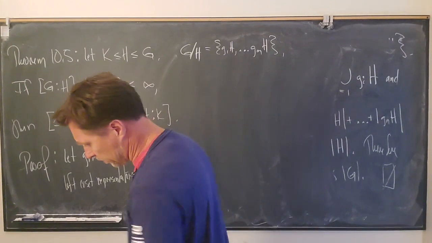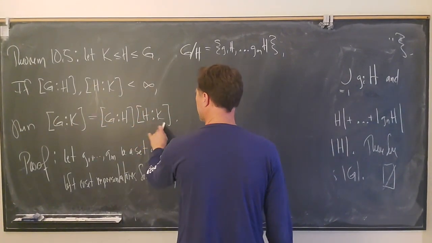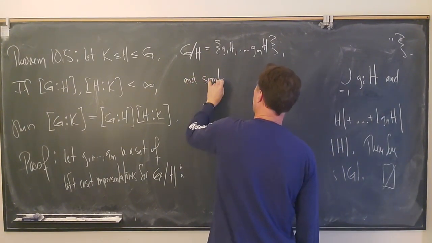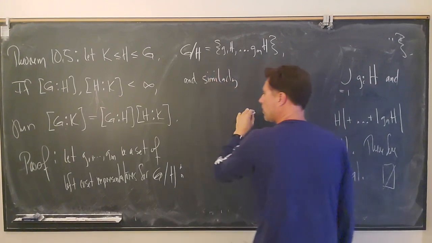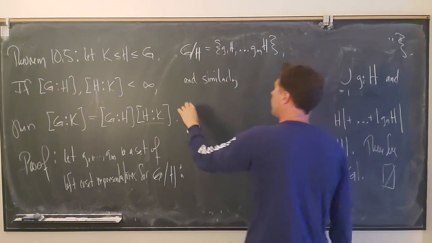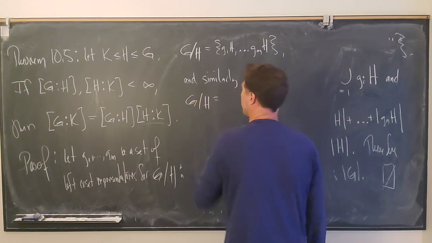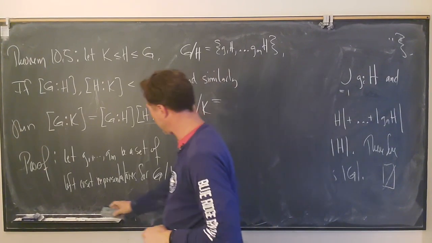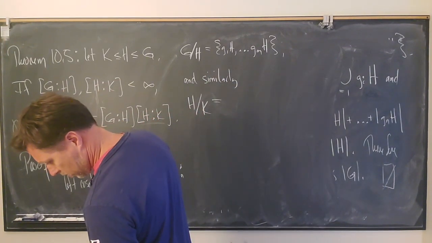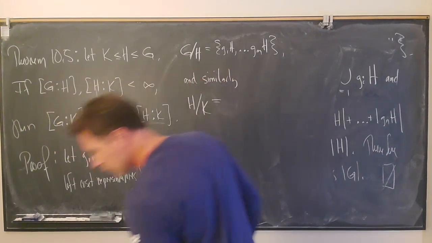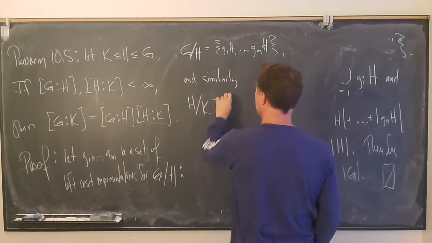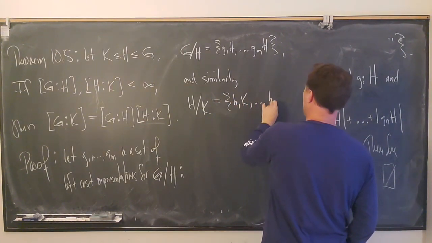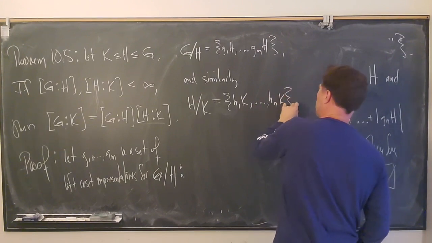And then similarly, I want left cosets for this part here too. Similarly, we're going to have H mod K, and we need left coset representatives for that, and I'm going to use little h1 through little hn. So this will be h1 times K up through hn times K.